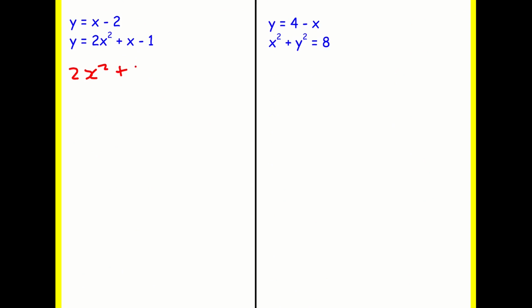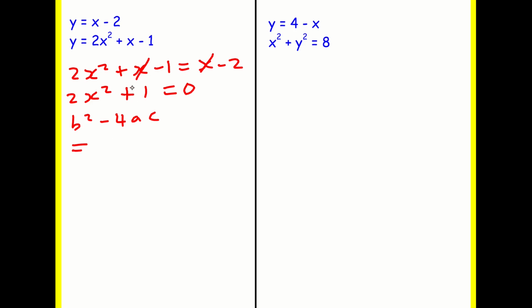So here it's going to be the same kind of deal. So 2x², I can actually cancel the x's out. 2x² + 1 = 0. The discriminant is going to equal, okay, in this case, there is no b, actually. So it's going to be 0 − 4 × 2 × 1. And that's going to be −8, which is less than 0. There's going to be no real solutions.